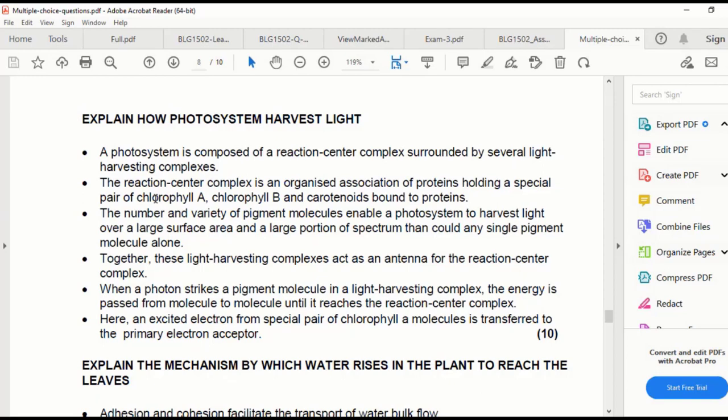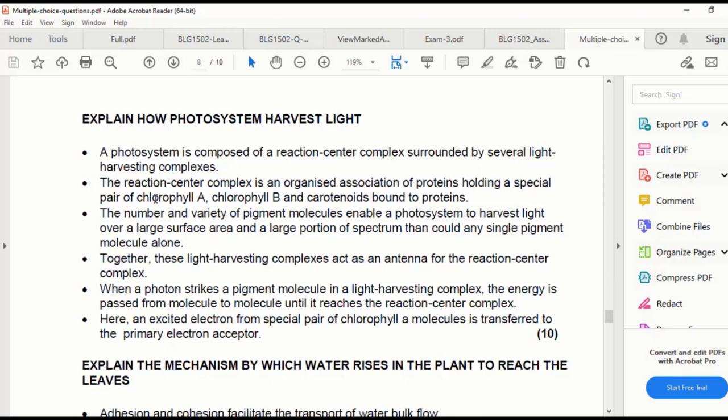The reaction center complex is an organized association of proteins, which is holding a special pair of chlorophyll a, and chlorophyll b, and carotenoid bound proteins. And the number and variety of pigment molecules enable a photosystem to harvest the light over a large surface area, and a large portion of the spectrum, which no single pigment molecule alone could. Together, these light harvesting complexes act as an antenna for the reaction center complex.